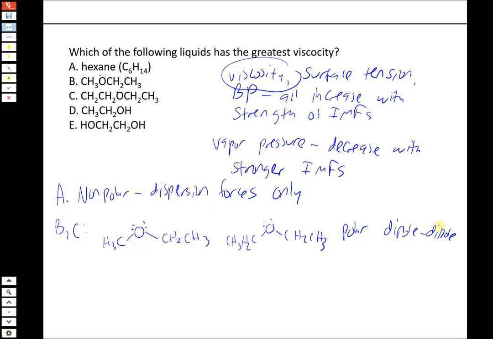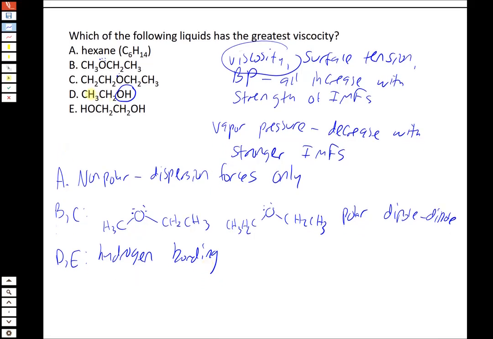And then for D and E, we see in both cases we have one or more OH groups. So again, that indicates that hydrogen is bonded directly to oxygen. In that case, you're going to have hydrogen bonding as the strongest intermolecular force. So it's going to be between choice D and E because choices D and E are the only two that have hydrogen bonding interactions. Hydrogen bonding is the strongest type of intermolecular force. So with hydrogen bonding, you would expect the viscosity to be the greatest.